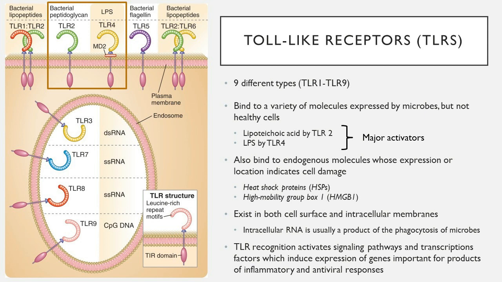Two major toll-like receptors that we're going to see pop up often are toll receptor 2 and toll receptor 4. Toll receptor 2 will recognize lipoteichoic acid, and toll receptor 4 will recognize LPS. In fact, these two in particular also recognize endogenous molecules that healthy cells make, but whose expression and location, like in the cytoplasm or in the extracellular space, would indicate damage to the cell. For instance, heat shock proteins or high mobility group box 1, which is a protein involved in DNA repair.